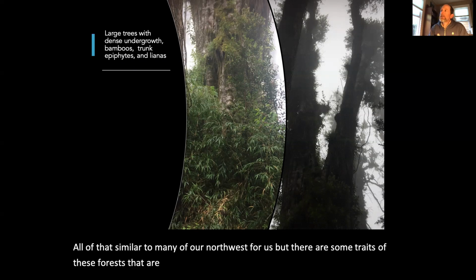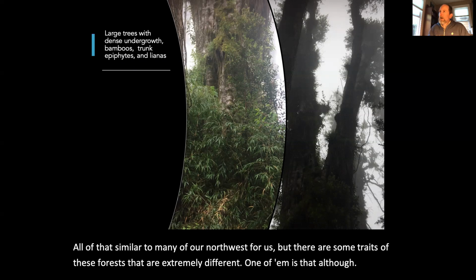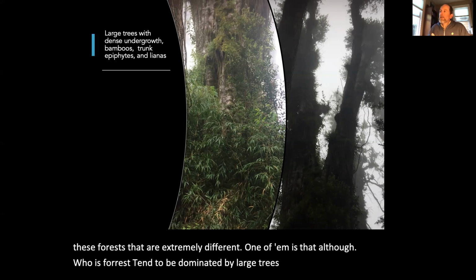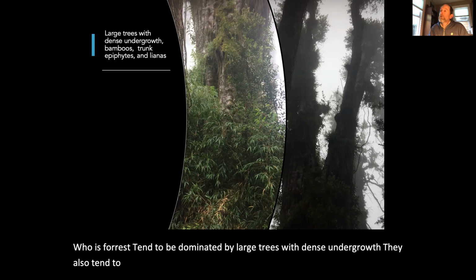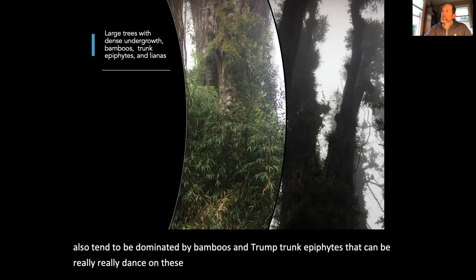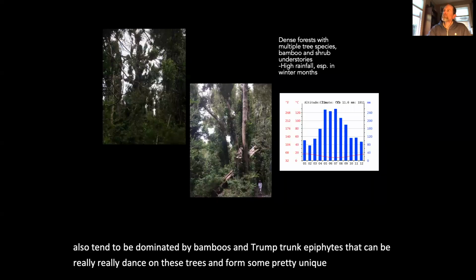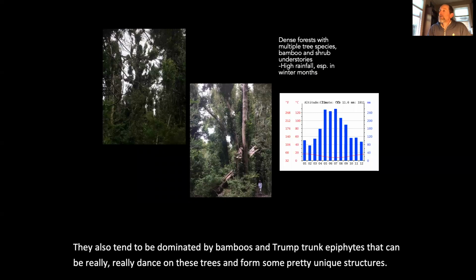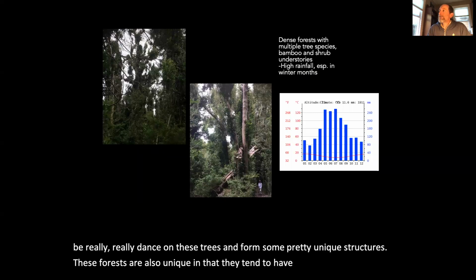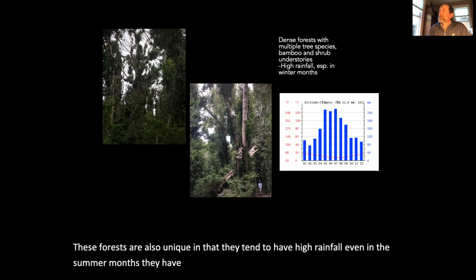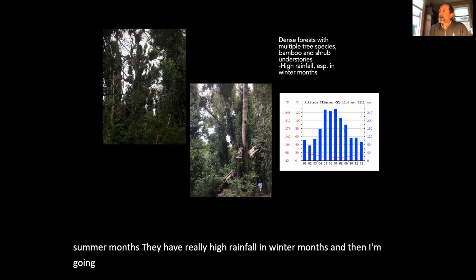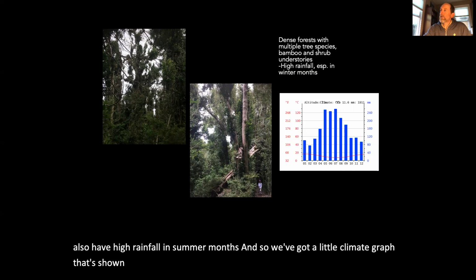But there are some traits of these forests that are extremely different. One of them is that although these forests tend to be dominated by large trees with dense undergrowth, they also tend to be dominated by bamboos and trunk epiphytes that can be really, really dense on these trees and form some pretty unique structures. These forests are also unique in that they tend to have high rainfall even in the summer months. They have really high rainfall in winter months, and then can also have high rainfall in summer months. We've got a little climate graph shown here alongside some photos in some forests near Calbuco volcano near Ensenada in Chile.